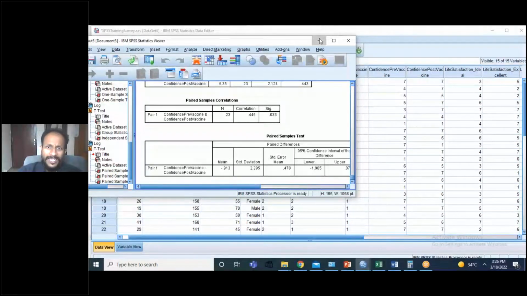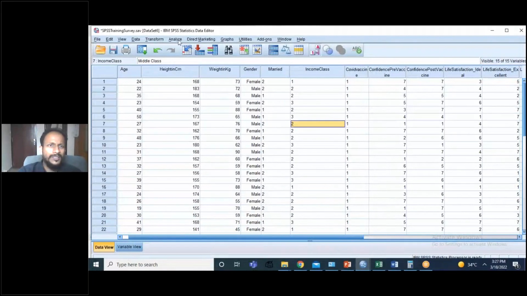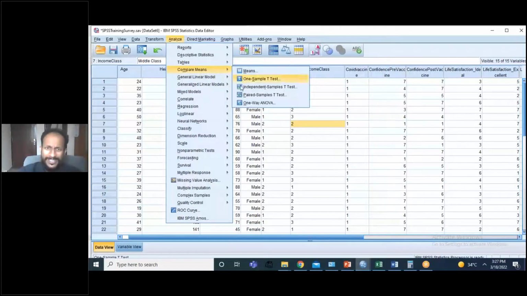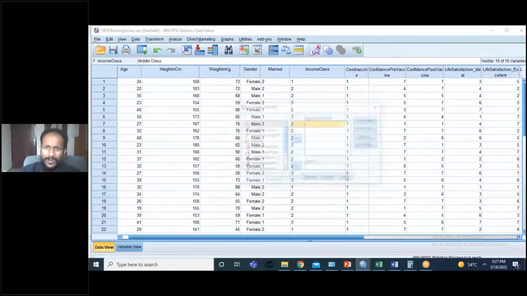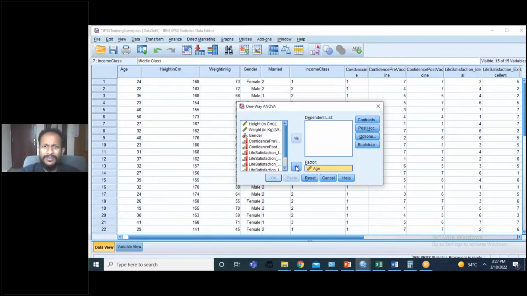So these three things I have told you, and this ANOVA is quite simple. In one-way ANOVA, it is almost similar to the independent sample t-test. Instead of having two groups, if we are having two or more groups, then we go for ANOVA. Okay, so let's say the same example. I'm taking this height and I'm taking this gender. Okay, and I'm clicking on OK.